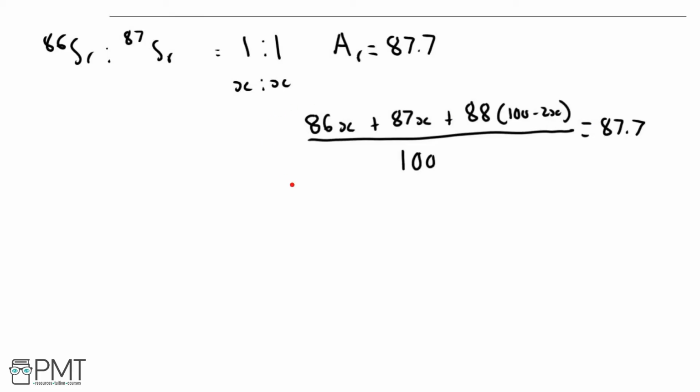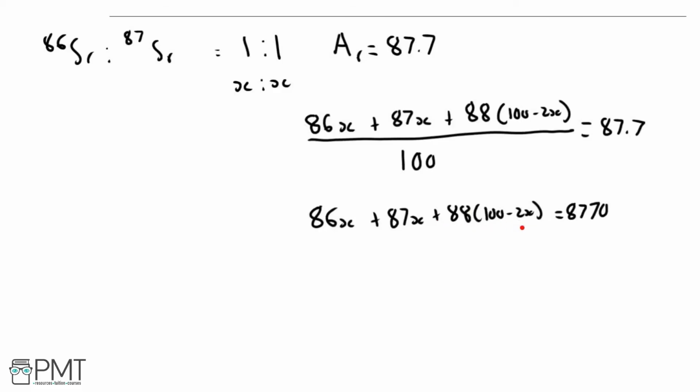Now that we have got to this point, we can start finding our percentage abundance by rearranging this equation. So the first thing we're going to do is move this 100 over to the right-hand side. It's currently a divide by 100, so it's going to become a multiply by 100. So we're going to have 86x plus 87x plus 88 by 100 minus 2x is equal to 87.7 times 100, which is 8,770.